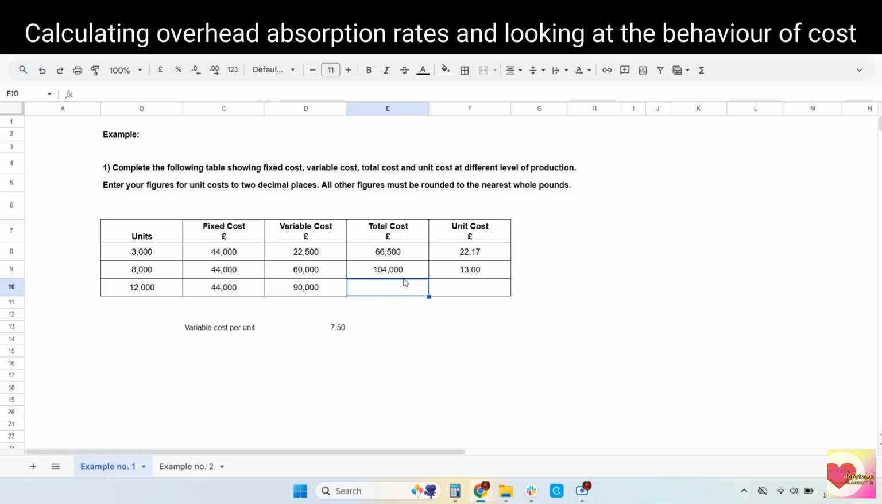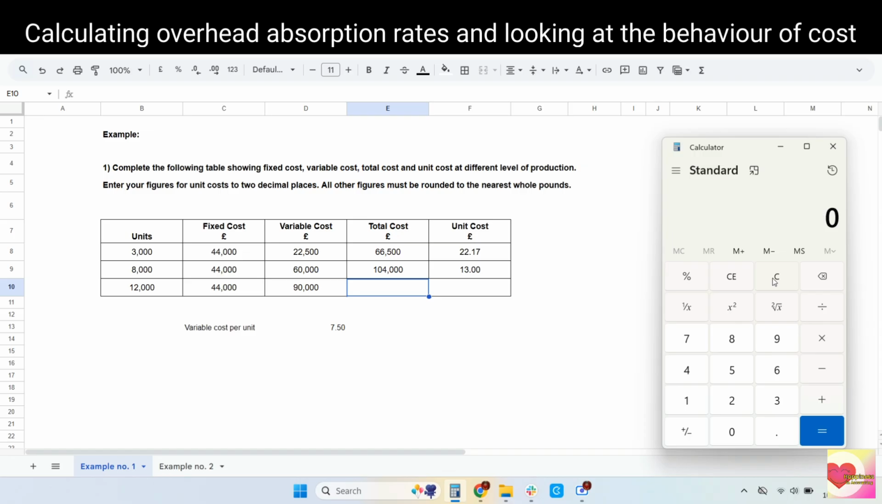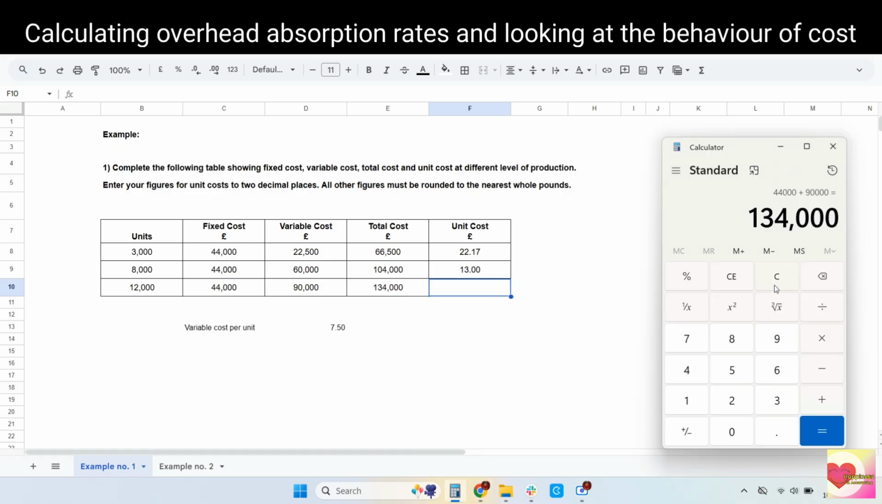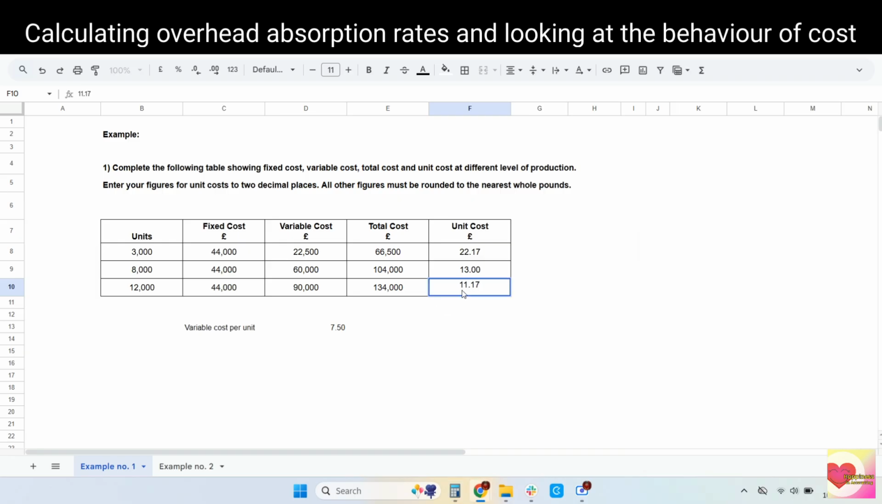Next, let's go to the total cost. This is just the fixed cost, 44,000, plus the variable cost, 90,000, and we got 134,000, so this is our total cost. Next, let's go to the unit cost. To get the unit cost, let's get the total cost, 134,000, and divide it by the number of units, 12,000. Then let's round it off to 2 decimal places, and we got 11.17, so this is our unit cost. Then, don't forget to double check all your calculations.